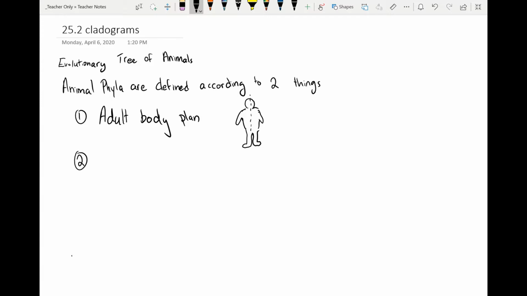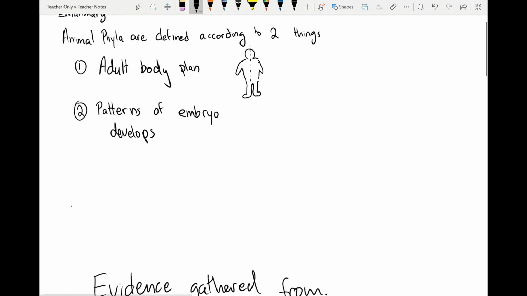The other one is something that we've talked about before, and this is how the embryo develops. If you noticed, when we talked about different embryonic developments, we were talking about animals, they all developed in much the same way. So scientists look at these two things in order to help us.